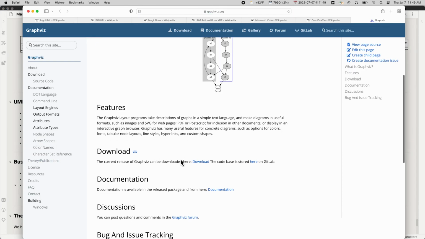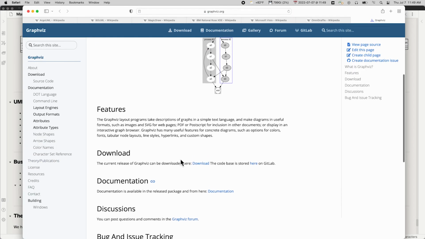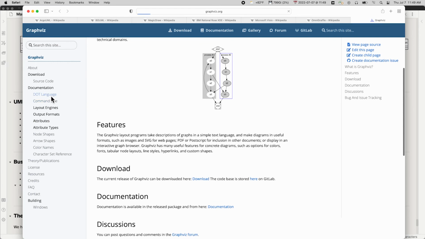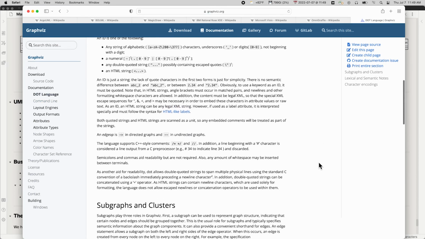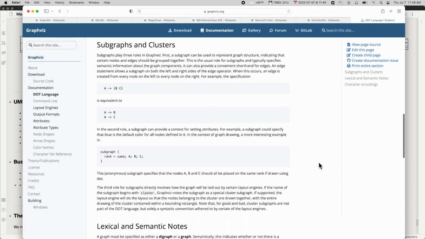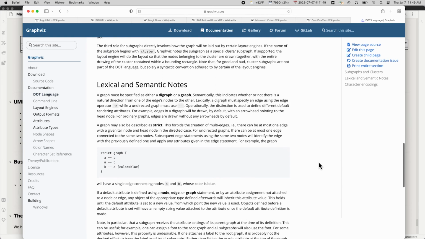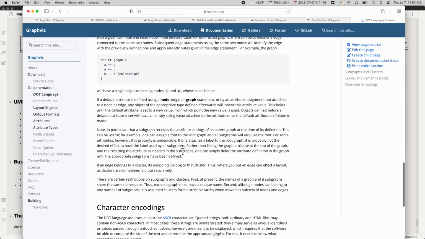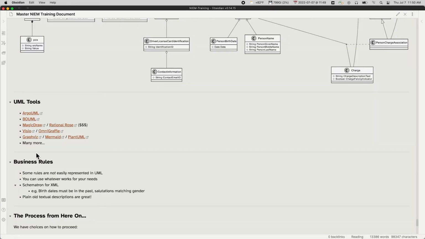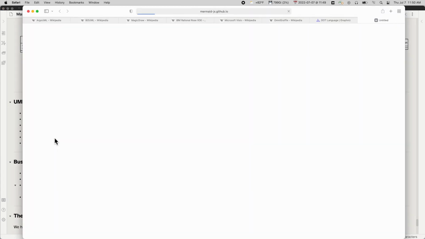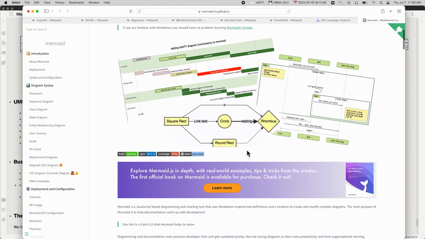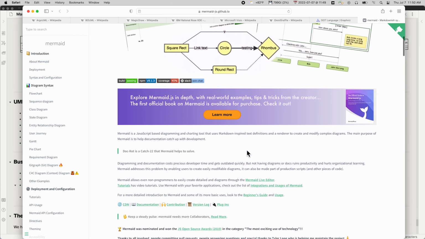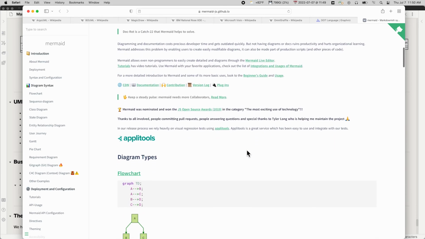GraphViz is a very popular tool for doing this. There's a whole language underscoring it called DOT, D-O-T, and GraphViz is a general purpose diagramming tool. So it's kind of the equivalent of Visio in that you can draw pretty much any kind of diagram you want with GraphViz, including UML. Great general purpose tool. The next one is Mermaid, and Mermaid is a diagramming tool that, again, you type text describing the diagram and Mermaid will generate it.